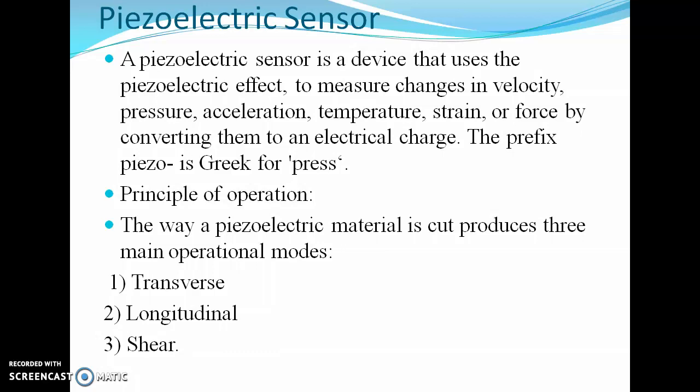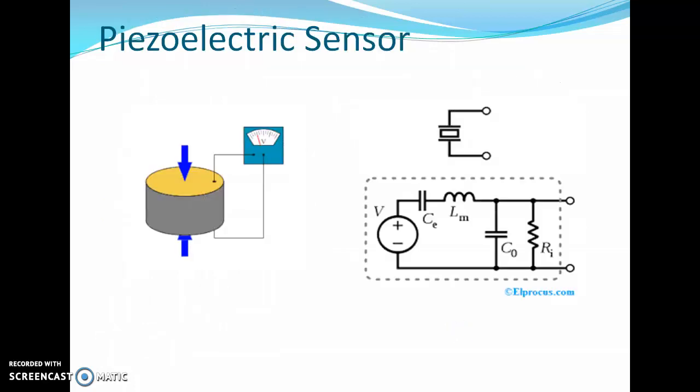Now what is the principle of operation of piezoelectric sensors? The way the piezoelectric material is cut produces three operational modes. First is transverse, second is longitudinal and third is shear. So you can see here this is the piezoelectric material. Then we have to press here and alternately it will generate the voltage. You can see this is the circuit diagram for connecting a piezoelectric sensor.